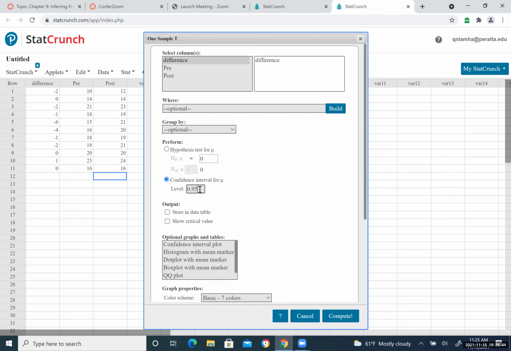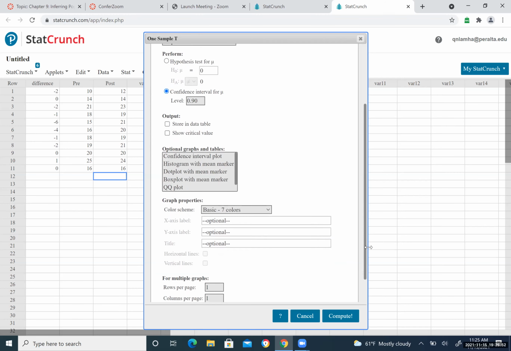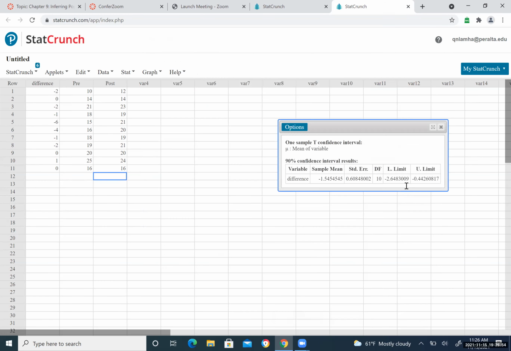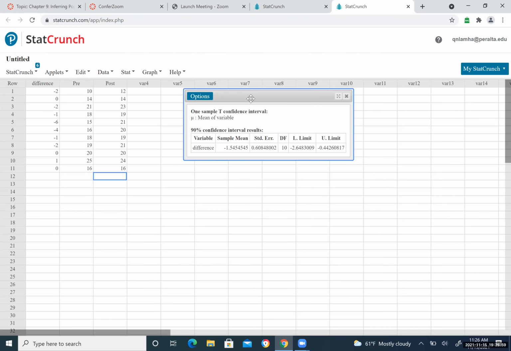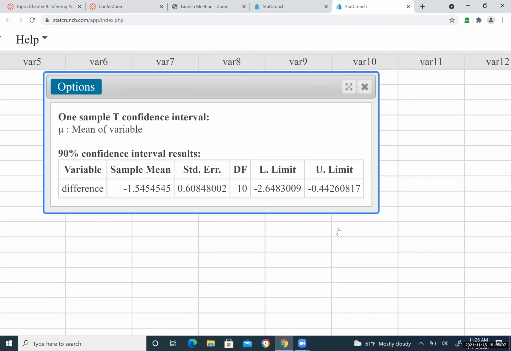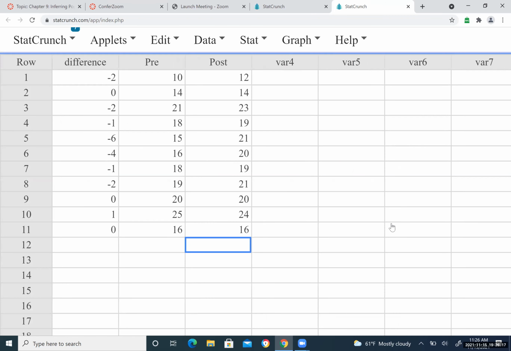So let me make a different example. I would like to have 90%. Let's see what happens. All right. Make a 90% confidence interval. Click compute. You see the value will be different, right? It will be a bit narrower, which is negative 2.648 all the way to negative 0.44, which is a smaller interval compared to 95%. See that? So if I change that, then you do it like that.